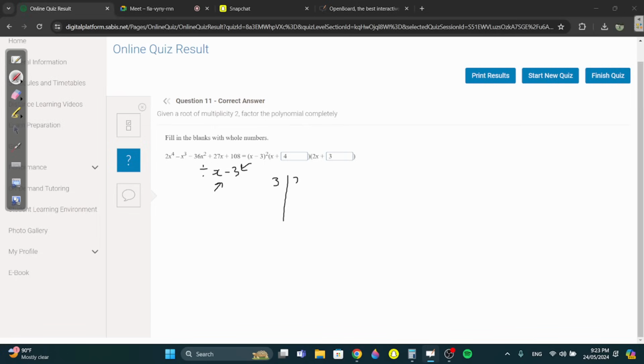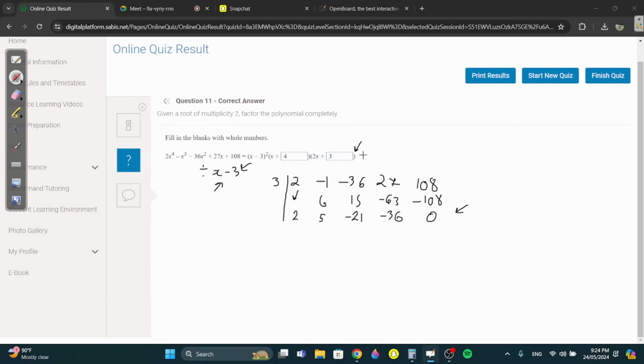3. Now let's arrange our coefficients: 2, minus 1, minus 36, 27, 108. Let's do it. Drag the 2 down. 2 times 3, 6. Combine, 5. 5 times 3, 15. Combine, minus 21. Minus 21 times 3 is minus 63. Combine, 27 minus 63 is minus 36. Minus 36 times 3 is minus 108. Combine and you get 0. So there's a 0 remainder.